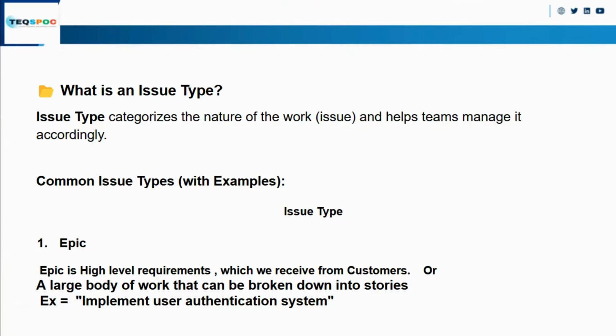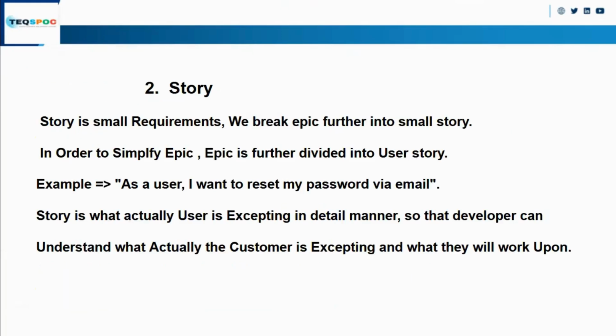Now the epic is further divided into smaller chunks, and that is called stories. Now see what is stories. A story is a small requirement. We break the epic further into smaller chunks that are called stories. In order to simplify the epic, it is further divided into user stories. Like I have said, the customer has told you to create a home page. Okay, the home page is an epic. Now inside that home page we have a form to fill our data, like a registration form.